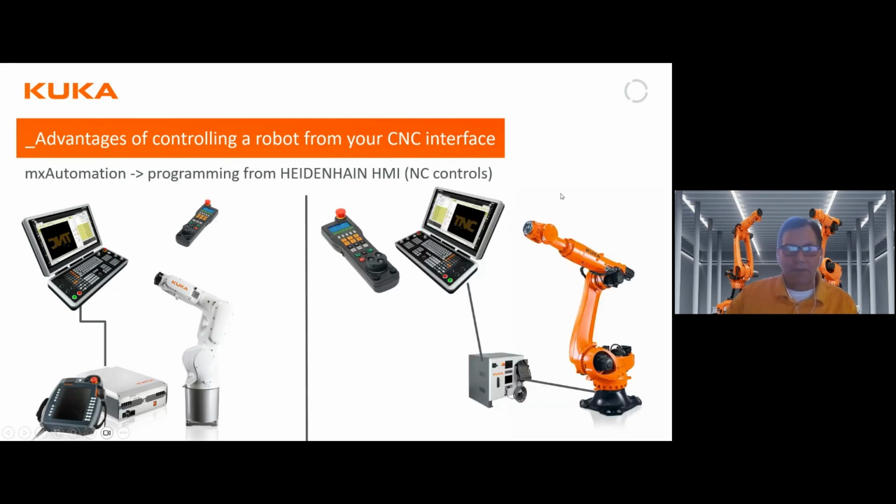A really good example is we have an interface for Heidenhain NC controls. This happens to be their TNC7 control. The standard Heidenhain interface and pendant can be used to control the robot. And whether we're on a small robot system with a small control or a larger robot with our full-size control, everything is supported from the same interface. So the full KUKA portfolio is available.